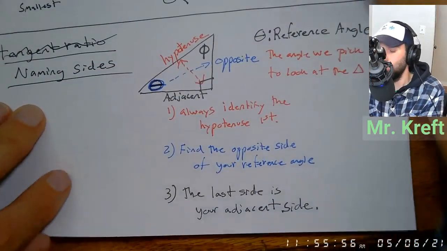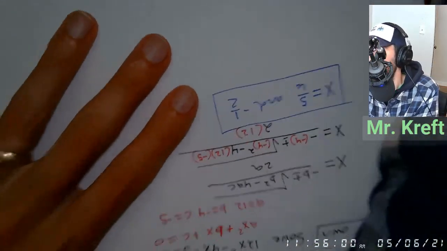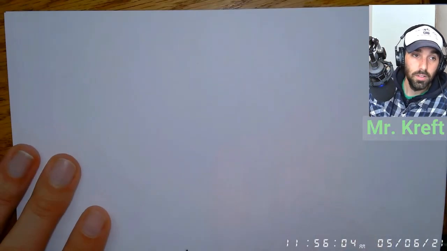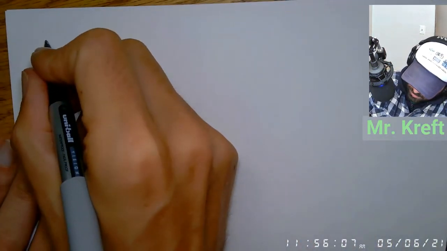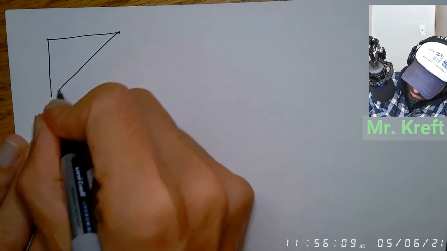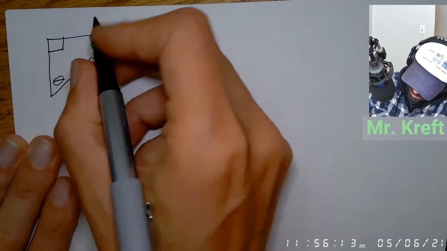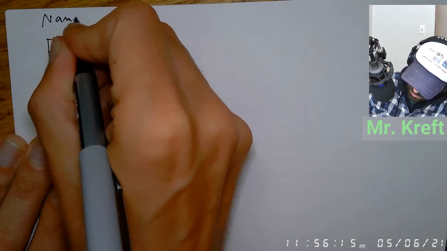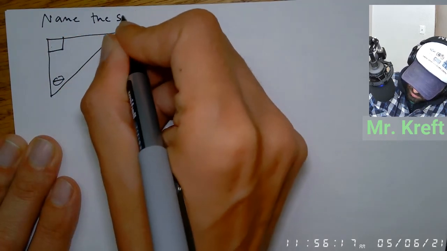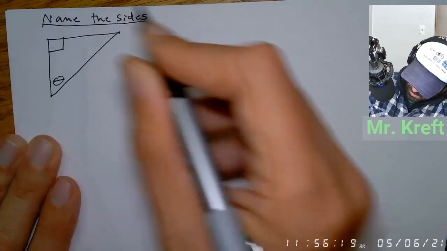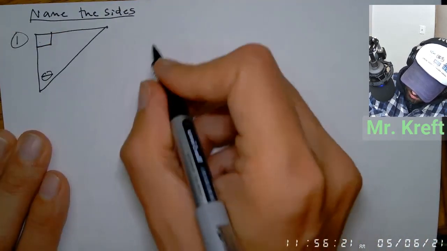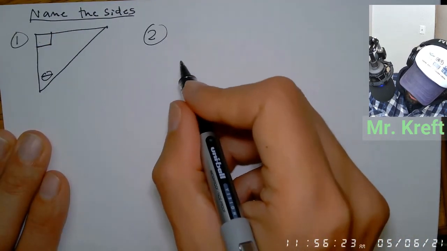Okay, so let's practice that. I'm going to give you guys a couple of triangles, and I want you to practice naming the sides. So here's one. And then two, here's another one.